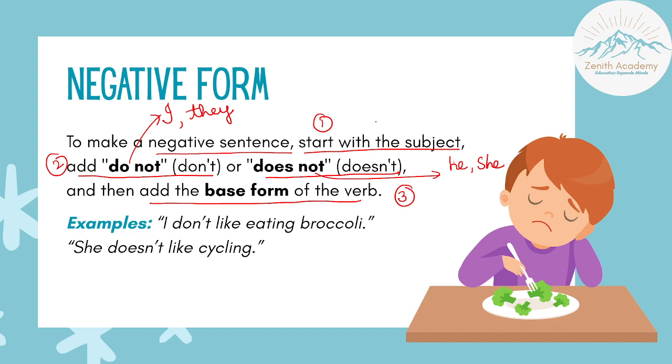Right? So let's begin. Start with the subject I. Now with I we use do not or don't. So I don't. Then the base form of the verb. I don't like... You don't like what? Eating broccoli. Now when you use she, with she we use does not or doesn't. So she doesn't like cycling. So she doesn't like cycling, right? So that was the negative form.